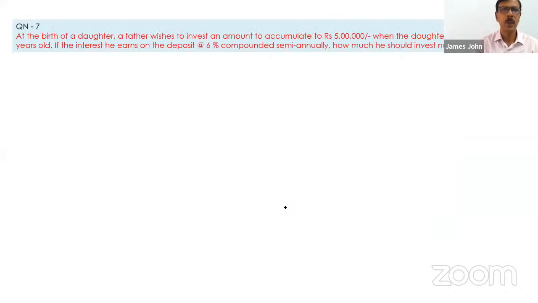Next question. At the birth of a daughter, a father wishes to invest an amount to accumulate to 5 lakh when the daughter is 18 years old. If the interest he earns on the deposit is 6% compounded semi-annually, how much should he invest now?